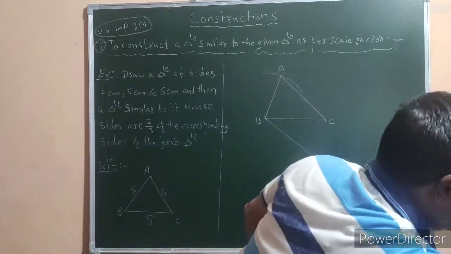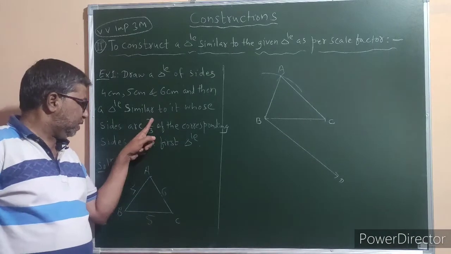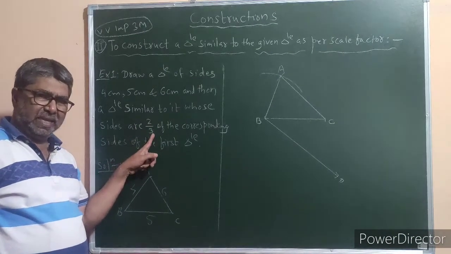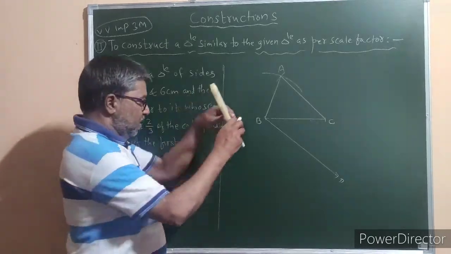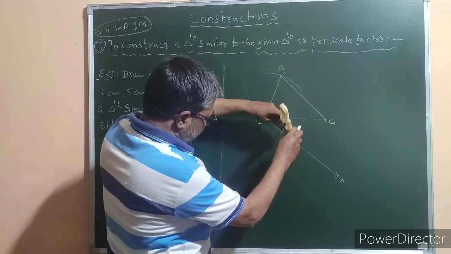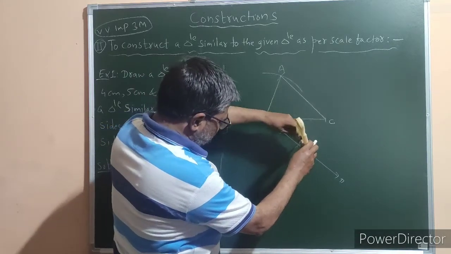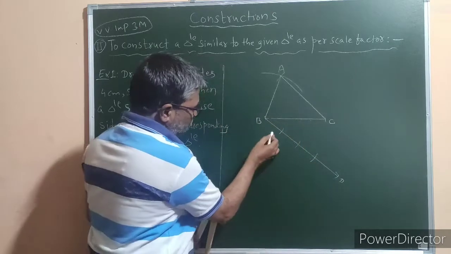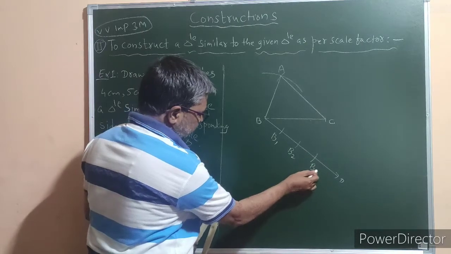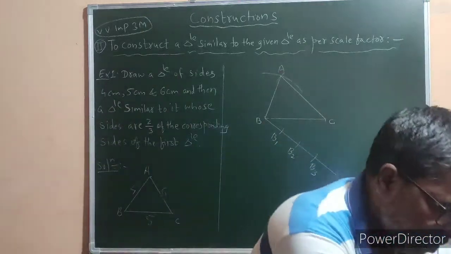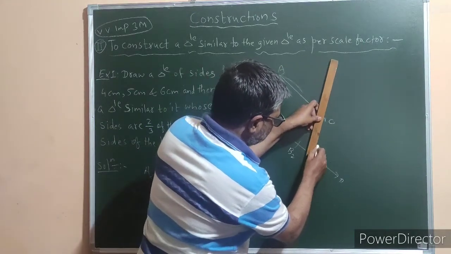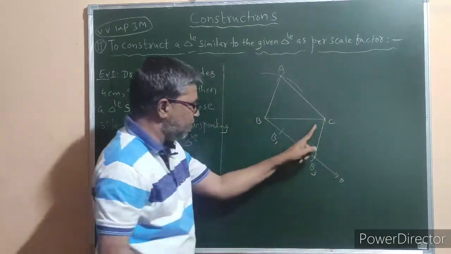The next step is, see the terms of the ratio, 2 and 3. Among 2 and 3, 3 is the larger one. So you cut this ray by taking a suitable distance on compass 3 times. This is 1, this is 2, and this is the third one. You name these points as B1, B2 and this is B3. Now join B3 to C. The larger one you have to join to C, B3C.